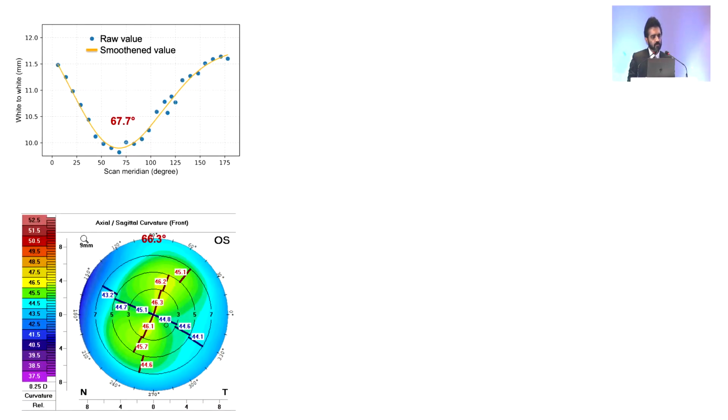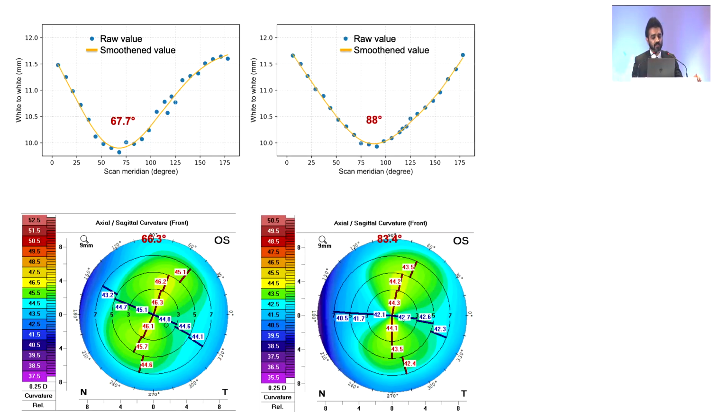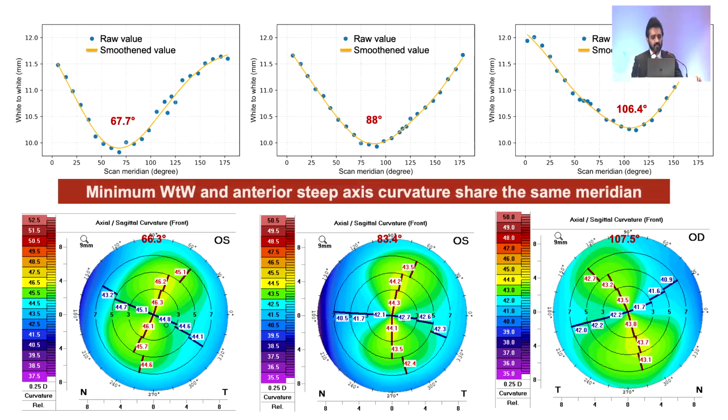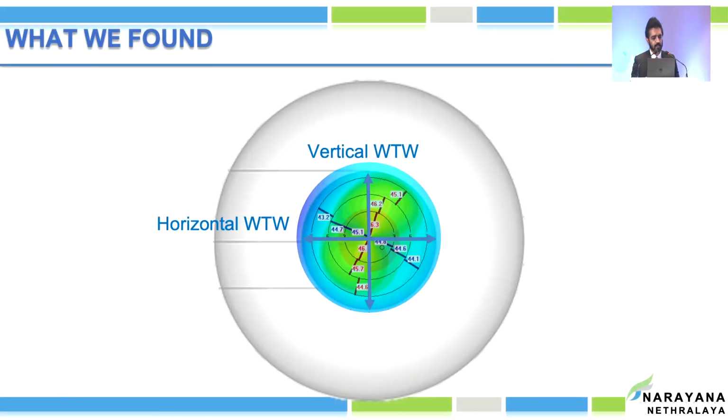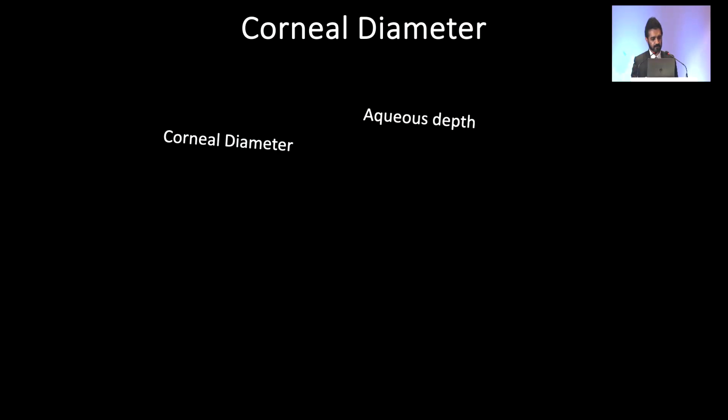Now, what was very interesting, an incidental finding, was that the shortest wide to wide correlated exactly with the steep axis, which had never been documented before. This is something that we even published. But anyway, let's move forward.